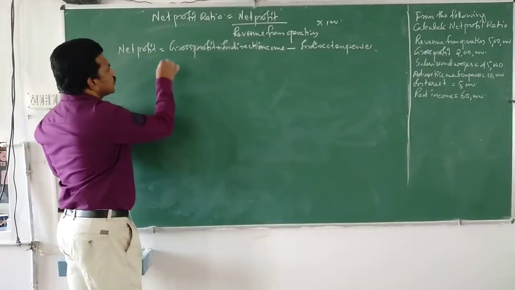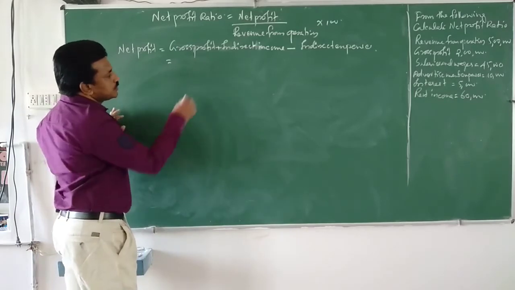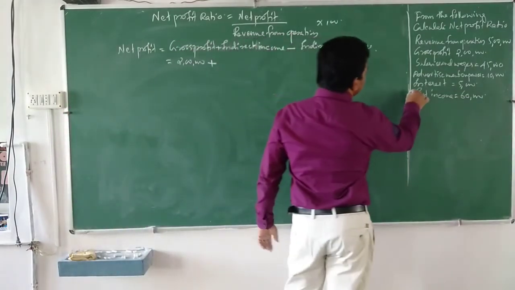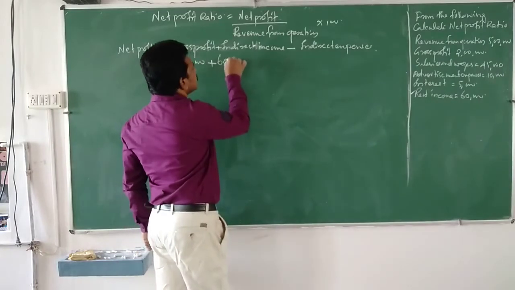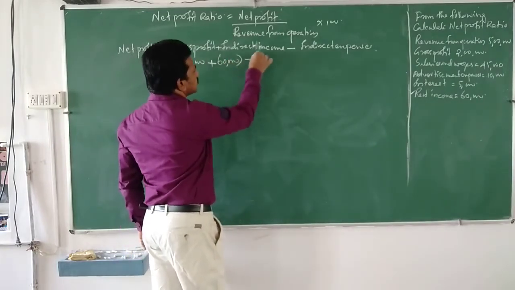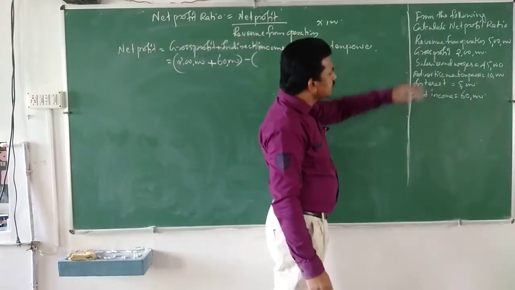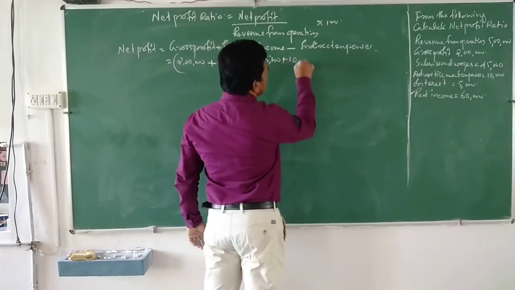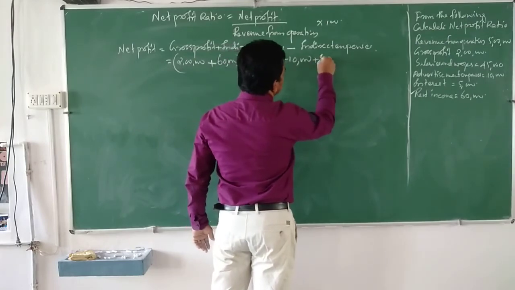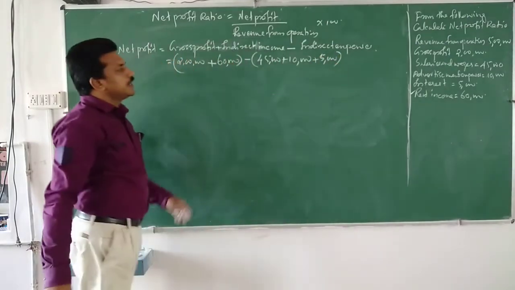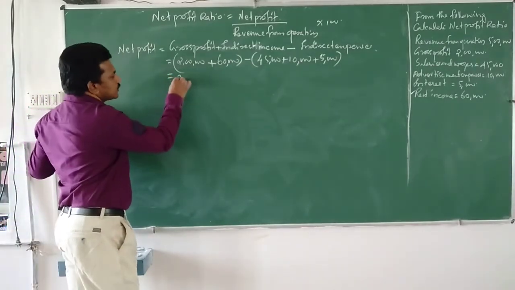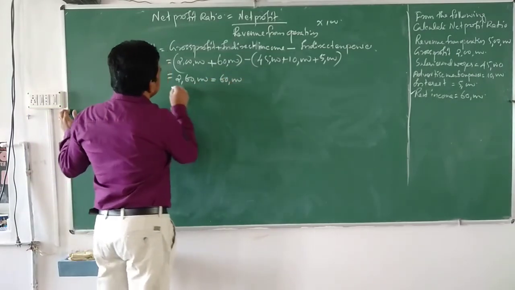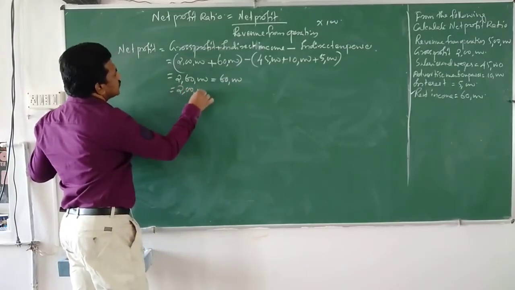Okay, so gross profit, we know gross profit 2 lakh, plus indirect income. What is the indirect income here? Rent is the indirect income. So 60,000, minus indirect expenses. Indirect expenses, salaries and wages 45,000, advertisement expenses 10,000 and interest 5,000. Okay. So 2,60,000 minus 60,000 is equal to 2 lakh. 2 lakh is the net profit.